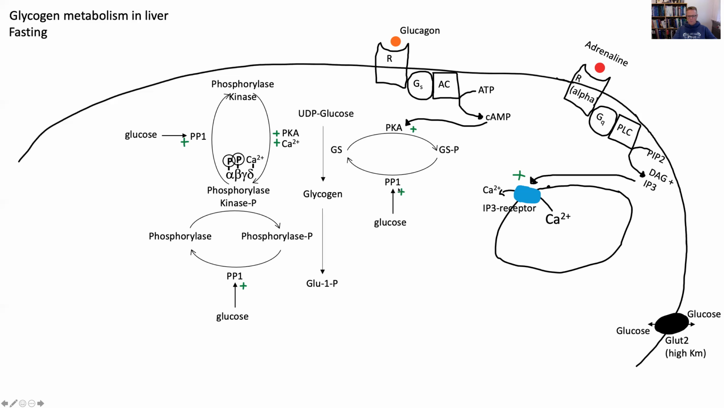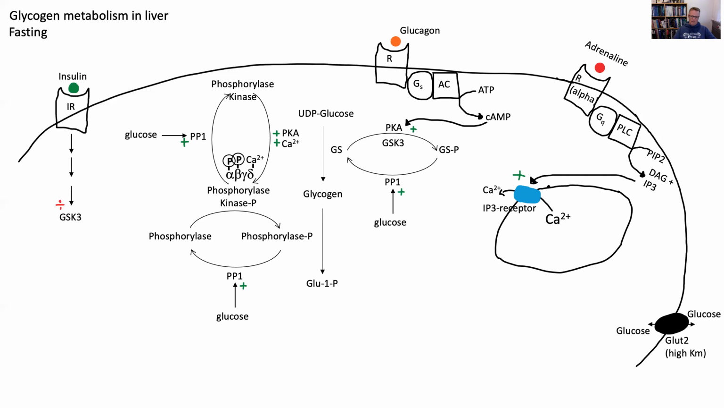And if PP1 becomes activated, glycogen synthase will become more active and phosphorylase will become less active. And that will turn the situation around. So we'll not degrade glycogen, but we'll actually start producing glycogen. So simply because glucose levels eventually will increase, we can control how much glycogen is being synthesized and of course also being degraded simply by regulating the activity of PP1, which I'll come back to later.